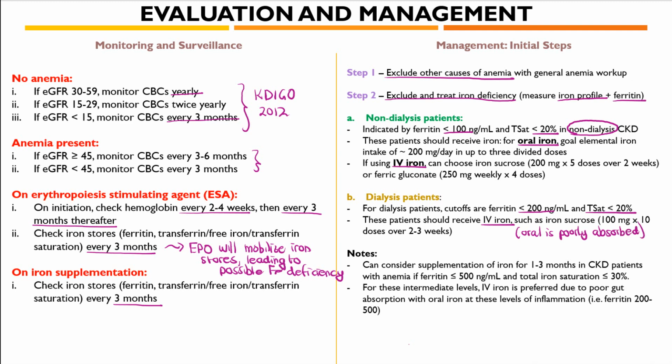Now, the KDIGO guidelines are a bit messy. They would actually recommend trying iron supplementation for a ferritin less than 500 and TSAT less than 30%. The cutoffs from up here are for absolute iron deficiency, so the 100 and the 200. But you can still get a relative or functional iron deficiency where your bone marrow can't incorporate the iron floating around into the red blood cells. So your patients with ferritins between 100 and 500 and TSAT between 20 and 30% might still benefit from a short trial of IV iron. It's worth a shot just to avoid an ESA.